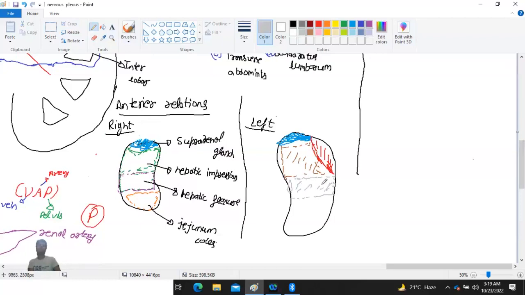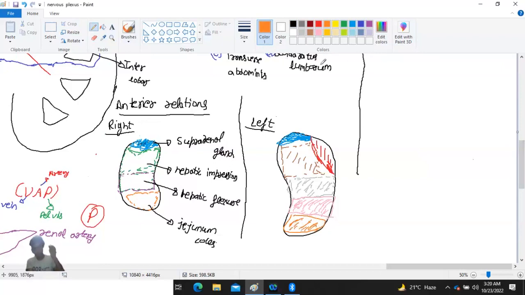Then after that we have the splenic flexure. This is the splenic impression for the spleen, and this is the splenic flexure. These both are different things. And after this, we have the impression for jejunum coils. In some places we use a similar color for a similar impression.